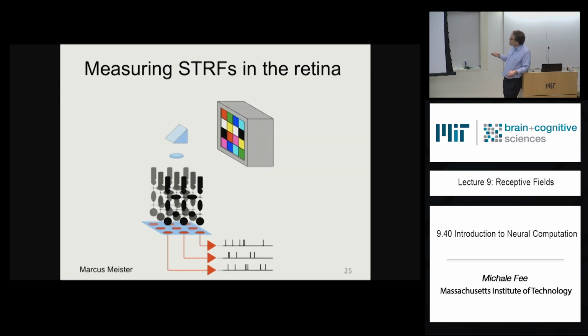Okay. All right, so I'll show you some slides that I got from Markus Meister, who is at Caltech, used to be at Harvard, and he studies the retina. And so he developed this setup for extracting receptive fields of retinal neurons.